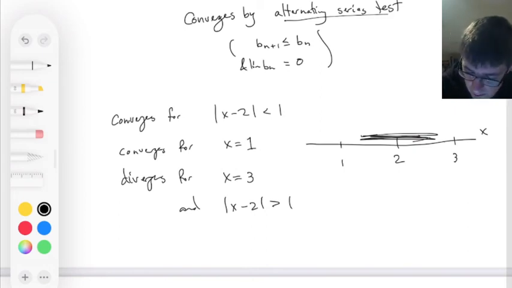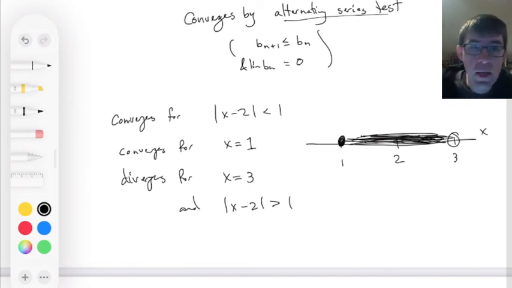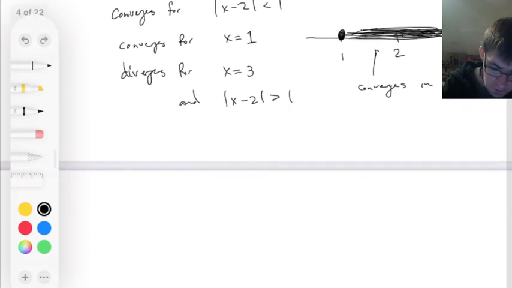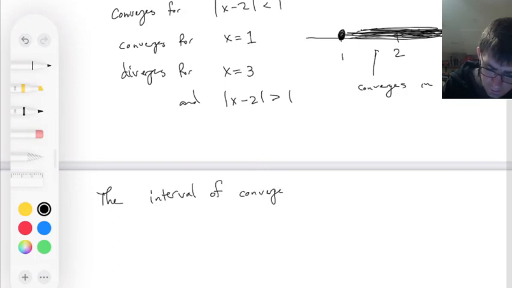So if I wanted to indicate where it converges, it does converge at x equals 1 and at all of these values in between. It does not converge at x equals 3. That's why I'm making that little empty circle there. All right, this is the convergence here. It converges in here. And in fact, this makes an interval, right? It's the interval from 1 to 3, which includes 1 but does not include 3. All right, and there's a name for this. This is called the interval of convergence. In this example it is 1 to 3.